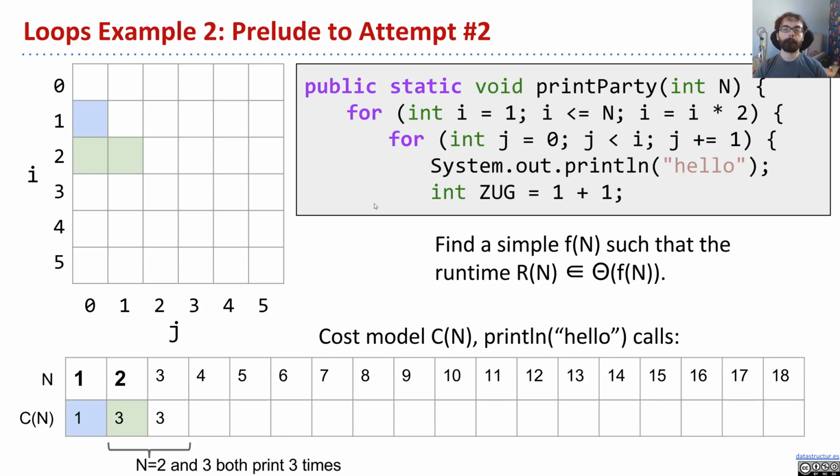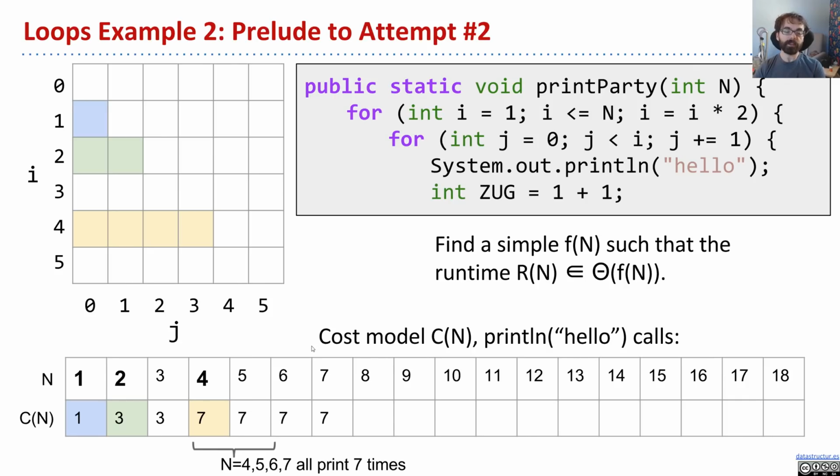Okay, so on to number 4, or n equals 4. In that case, i will actually take on 3 different values: 1, 2, and 4. And when i is 4, j is going to take on the values 0, 1, 2, and 3. So we'll end up with, in total, 7 print statements if you give the number 4 to this function.